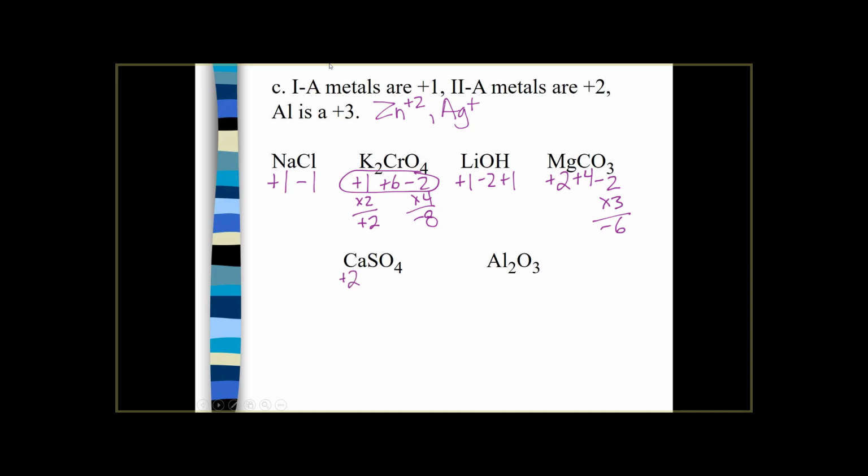Calcium is a +2. Oxygen is a -2. And a total of -8. And there's that sulfate ion there again with that +6. And then we have aluminum, which is a +3. I do have 3 of them, which is a +6. And oxygen, -2. And we see that they total up -6 to cancel out that +6.